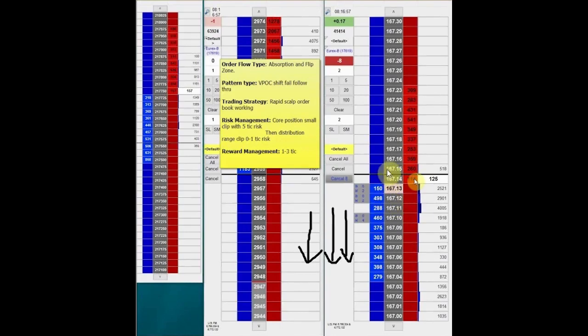And then again, we're rapidly scalping the order book and really working this range. So, scalping multiple times, but your risk now is really above the 16s. It should not be trading above the 15s. So you can be holding a core position with a small clip with a 5-tick risk, then distribute your range clip 0 to 1 ticks. So effectively, what you're doing is you can hold a core position over here, and as you've noticed, the seller, so you can take your reward 1 to 3 ticks, and then you're distributing your clips. So you keep on feeding the offer so long as the iceberg is there. So long as the iceberg is there, you keep on feeding the offer and you join the iceberg.